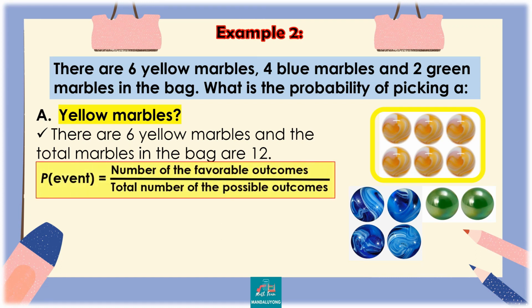We will use this formula in getting the probability of picking a yellow marbles. Probability of picking yellow marbles is equal to 6 over 12. 6, ito po ang ating yellow marbles. 12, ito po ang ating possible outcomes dahil 12 lahat ng marbles.